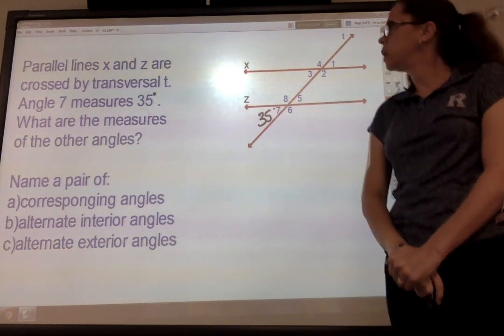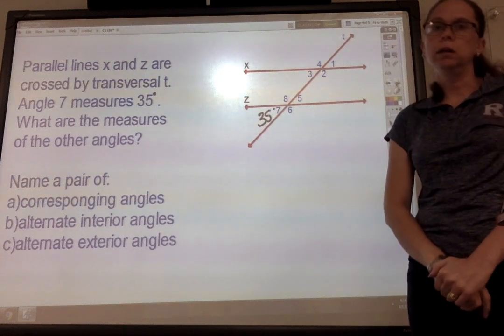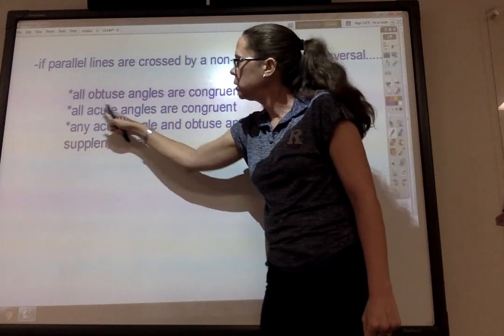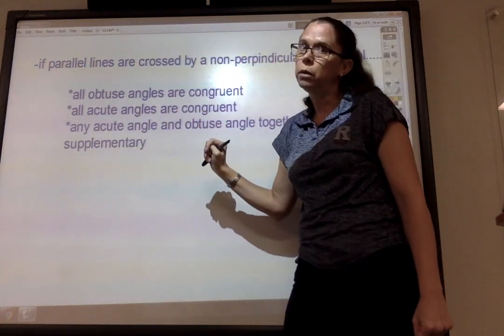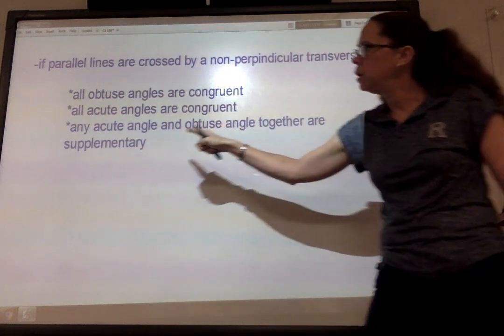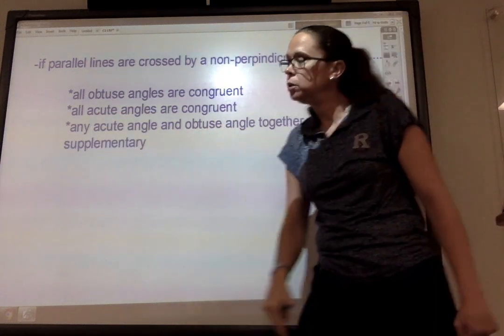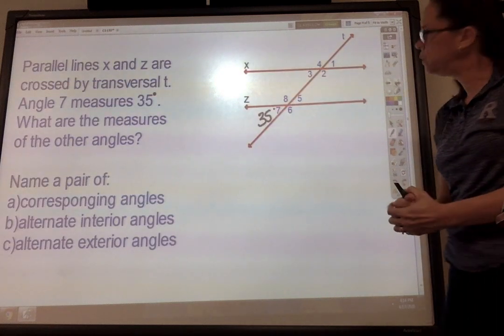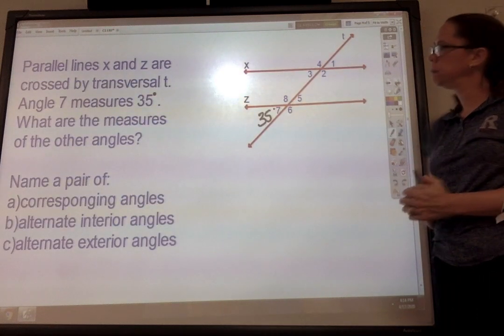What are the measures of all the other angles? I'm going to go back one slide. All the acute angles are congruent. If I combine an acute angle with an obtuse angle, they have to add up to 180 degrees. Okay, take a minute. See if you can figure out what all the other angles measure.